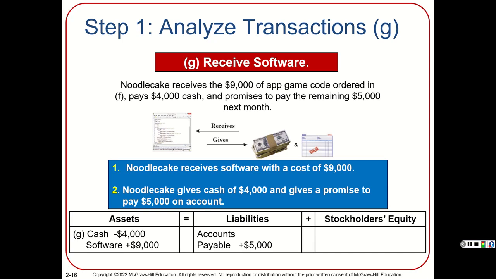First part of the other side is the company gives $4,000 cash at the time and then promises to pay $5,000 later on. In this transaction, the $9,000 is decreased by the $4,000, so you have your $5,000. So again, your software is worth $9,000 less your $4,000. The total on the asset side is $5,000. The total on the liability side, then, the promise to pay, is $5,000. So that's how you make sure that both sides of the equal sign balance.